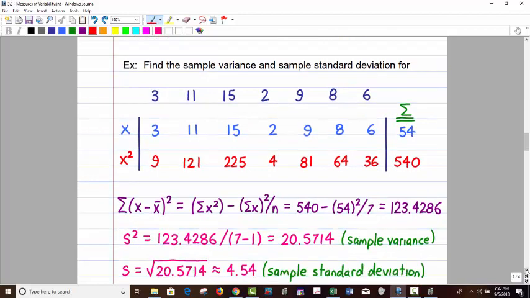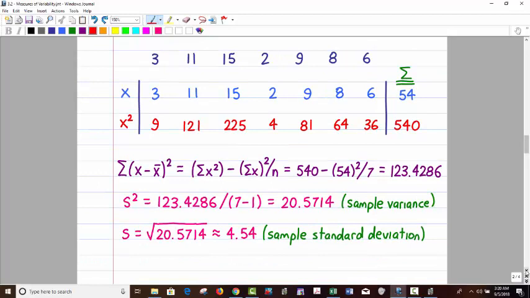Here's another data set. And I wrote them horizontally this time. Now, I didn't even do this one by subtracting all the deviations. I did it by my shortcut formula. If you're going to use it that original way I did it, it would be good practice for you if you want to try to do it.